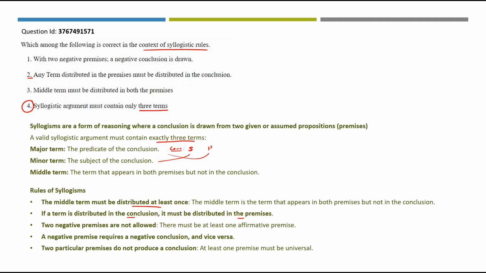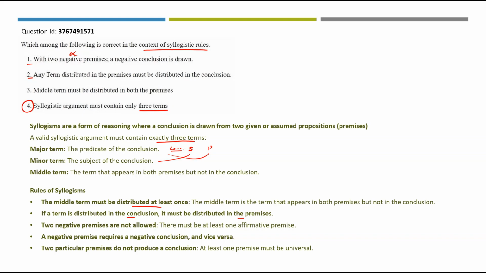Next, two negative premises are not allowed. There must be at least one affirmative premise, meaning at least one positive premise should be there. A negative premise requires a negative conclusion and vice versa. So the first statement with two negative premises is wrong. But when you have one affirmative premise and another negative premise, that negative premise requires a negative conclusion and vice versa. So in the context of two negative premises, a negative conclusion is drawn is actually false. The last one.